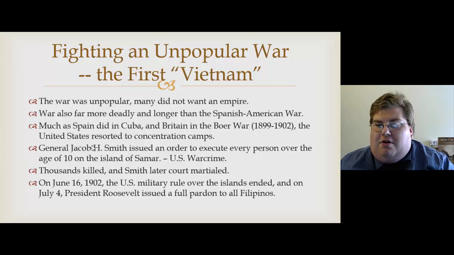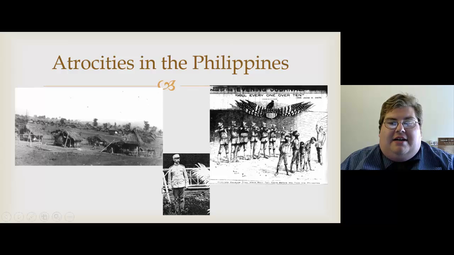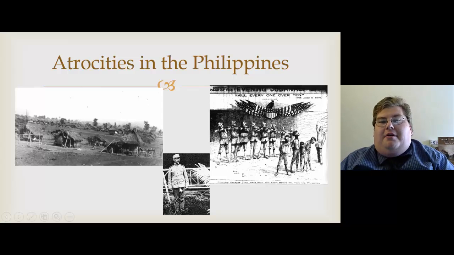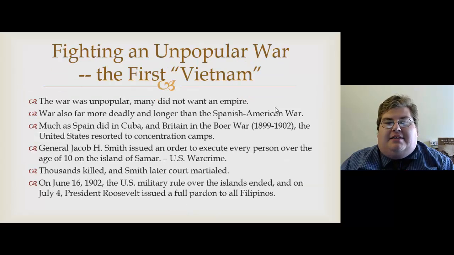On the island of Samar in 1901, about 30 or 40 American troops are going to be killed. And it's called the Massacre of Samar. So in response, this guy, General Jacob H. Smith, issues an order saying that American troops are to kill every Filipino over the age of 10 on the island. Just slaughter. Put the island to the sword, basically.